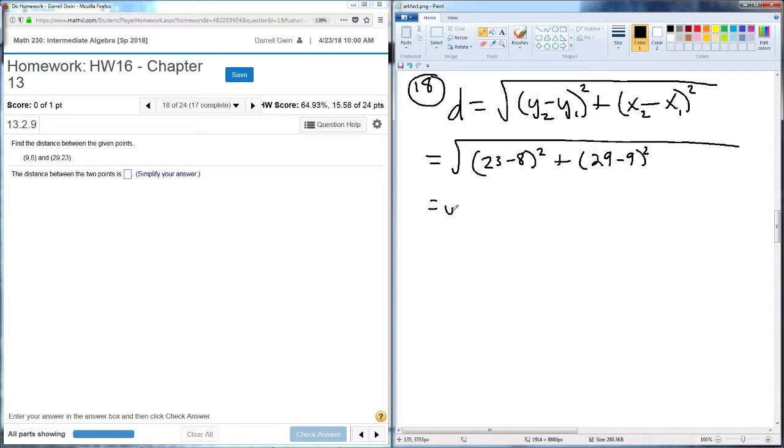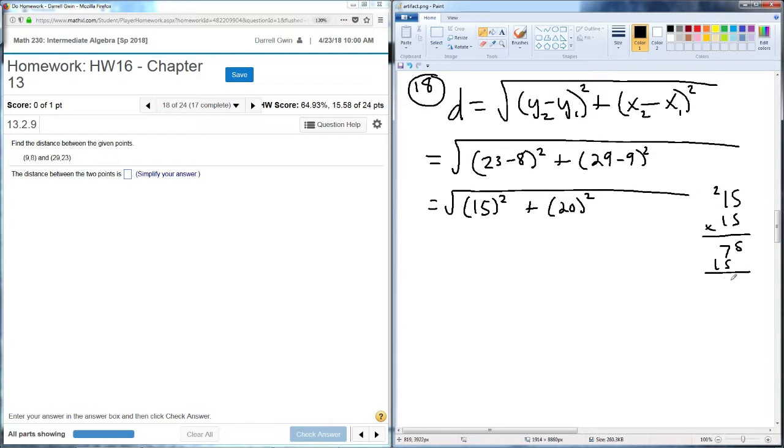Big numbers, pretty scary, but hopefully not. That's going to be 23 minus 8 is 15 squared. 29 minus 9 is 20 squared. Now, if you're not sure what 15 squared is, you're definitely going to have to go 15 times 15 on the side. 5 times 5, 25; 5 times 1, 5, 7, 12, 225.